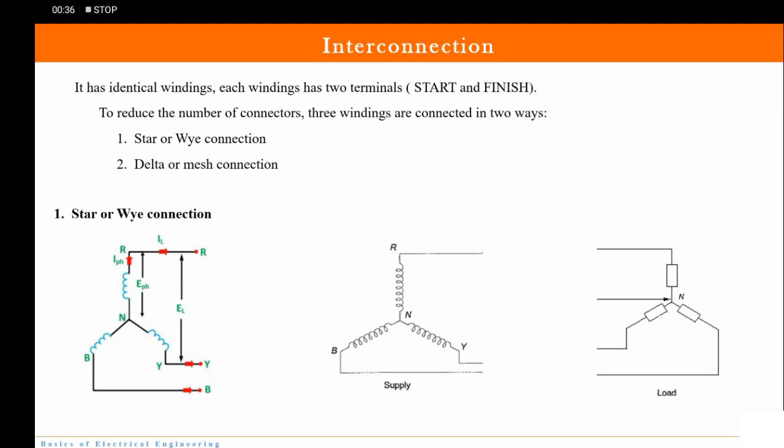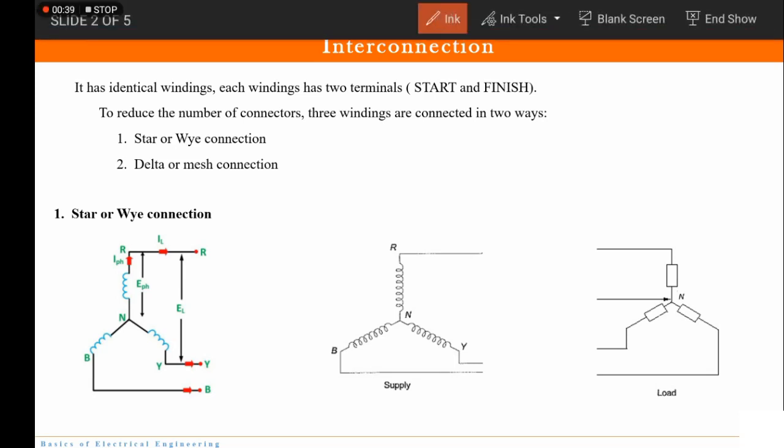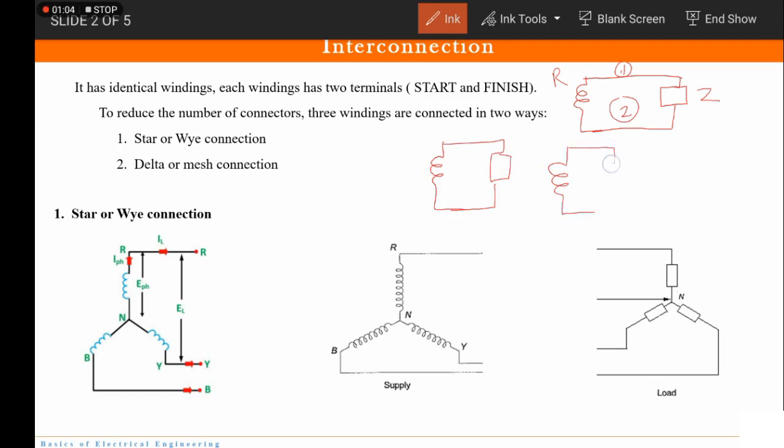Fine. So now suppose I connect the windings like this. If this is an R winding which is connected to a load, then I require two wires, right? This is one, this is two. I require two wires for one winding. Similarly, I have the Y winding, again I require two wires. Then I have the B winding, again I require two wires. Correct? It means if I connect each winding separately to the load like this, then I would require a total of 6 conductors or 6 wires, right?